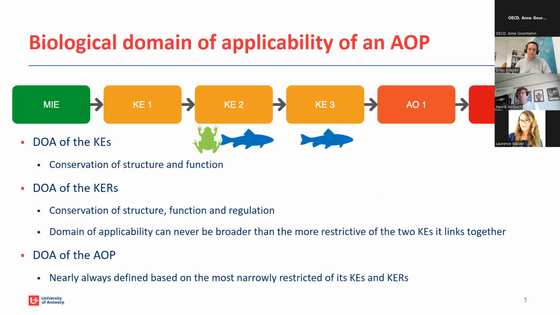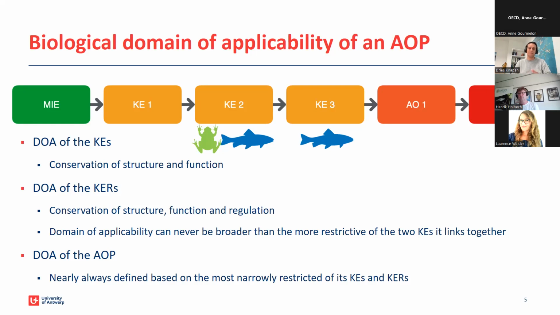But to assess the domain of applicability of an entire AOP, that's an effort that consists of different sub-elements. Basically the domain of applicability of the key events and the domain of applicability of the key event relationships, so the arrows connecting the boxes. These two things are separate efforts and should be done separately.